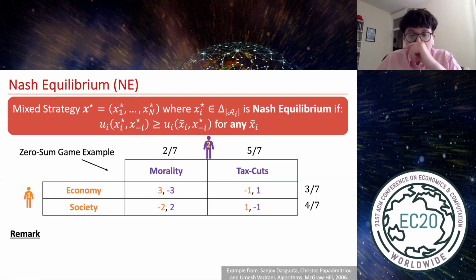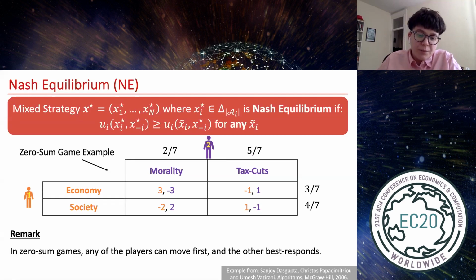And just a quick remark here is that in zero-sum games, any of the players can move first and the other best responds, which means that if the first politician decided an arbitrary deployment of time and essentially probabilities in economy and society, the two topics that we're focusing on, then the other agent, by observing this deployment, let's say it was exactly 3/7 and 4/7, would best respond to this choice that player one made. And this really doesn't matter as a sequence, who moves first.